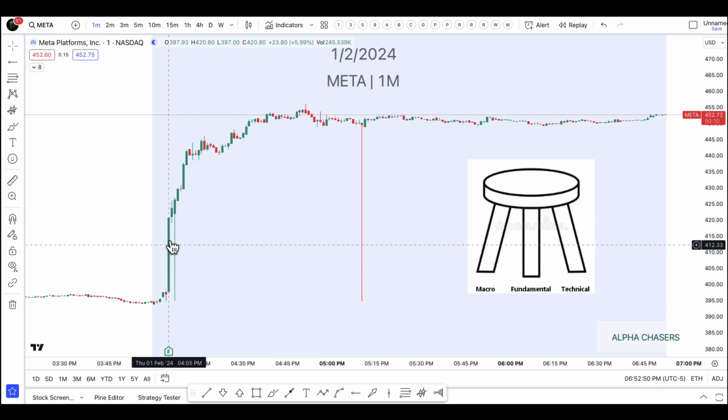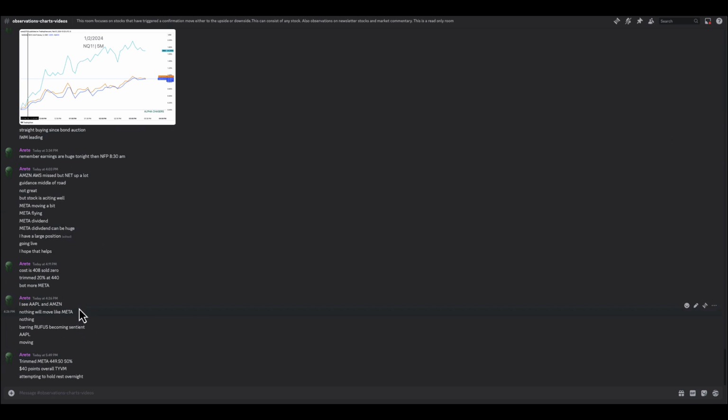So in here, what I'm doing is I'm buying a very large position. I'm starting with a very large position and I'm selling it almost immediately into a push here. So you can see right in here, my cost on here was up here, cost 408, trimmed 20%, 440. And then I'm just talking about what I'm doing, and then trimmed 50% after hours.